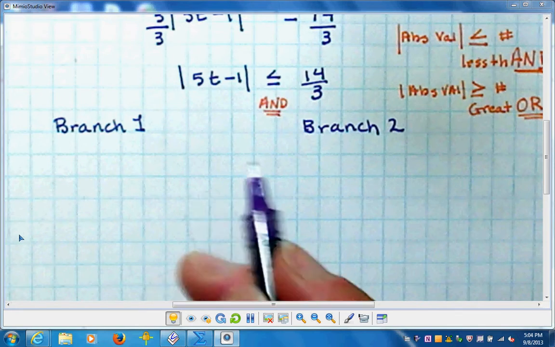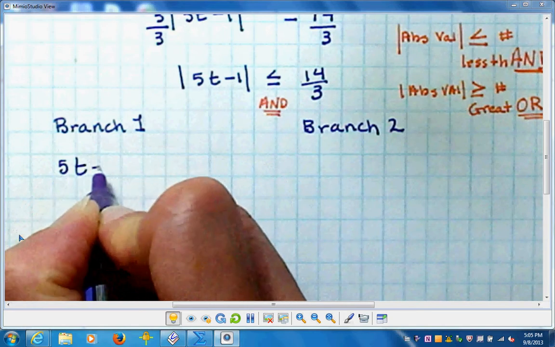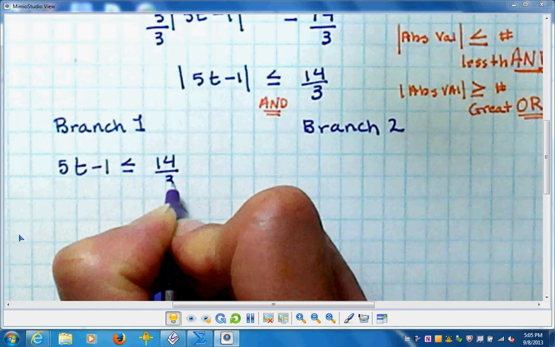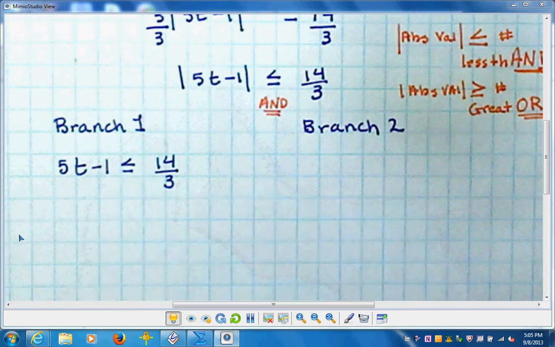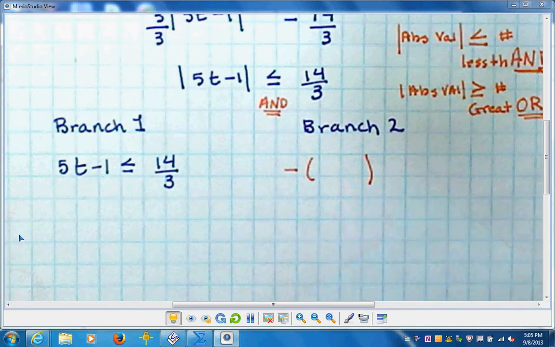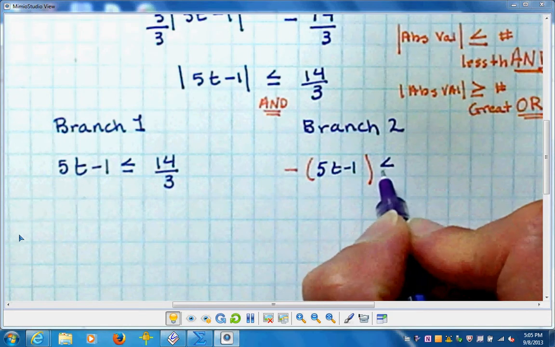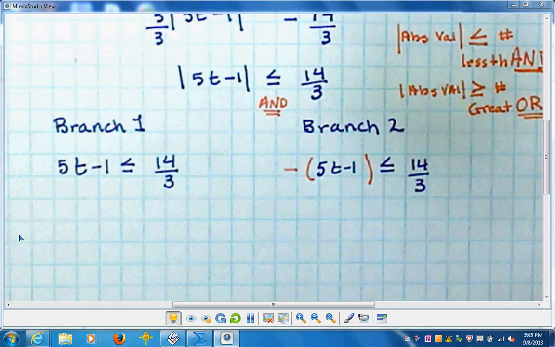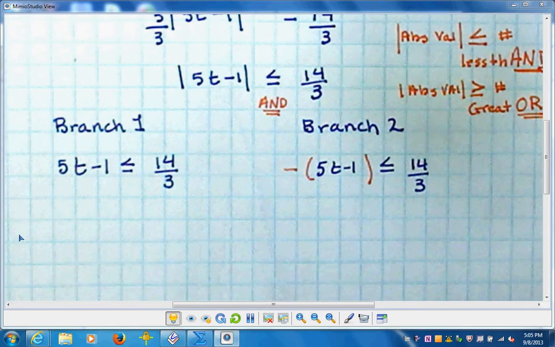So we're going to set up our branches. We have our as-is branch, which is branch 1, which is 5t minus 1 less than or equal to 14 thirds. In branch 2, remember, I'm going to take the opposite of what I see inside that absolute value. And that's going to be less than or equal to 14 thirds. Nothing changes. I'm just taking the opposite value of what was inside the absolute value.